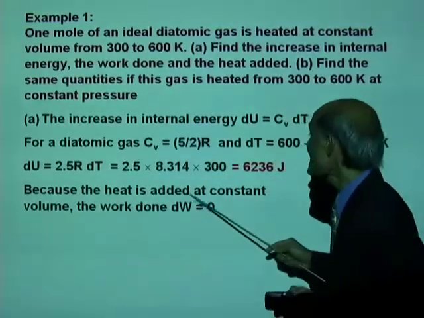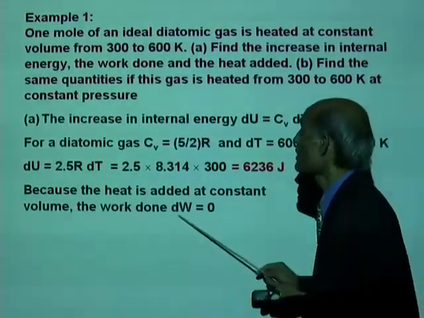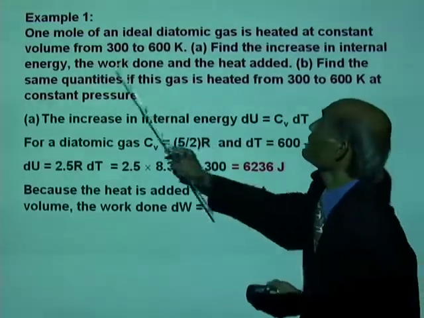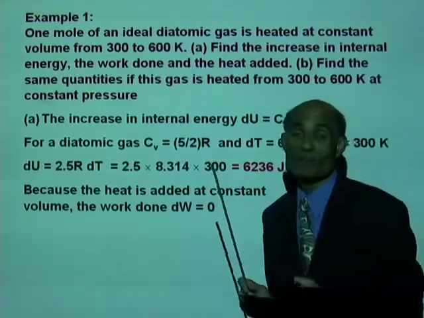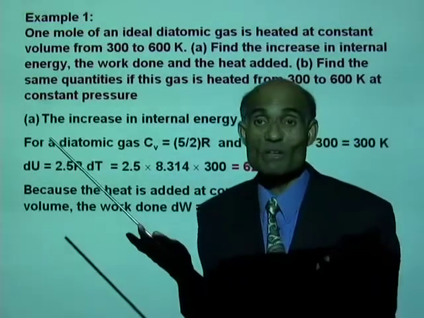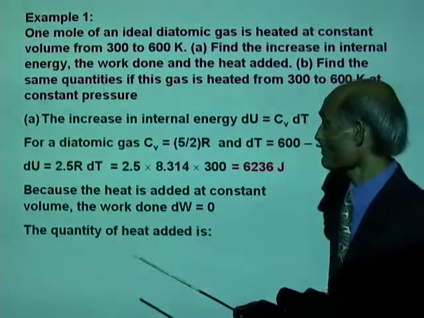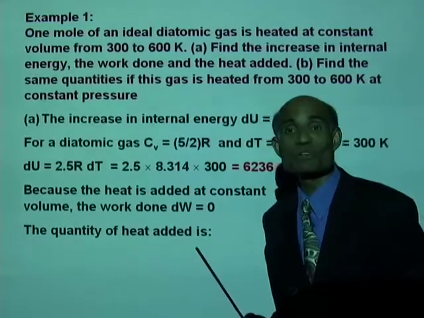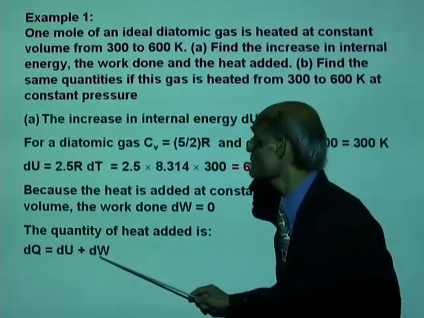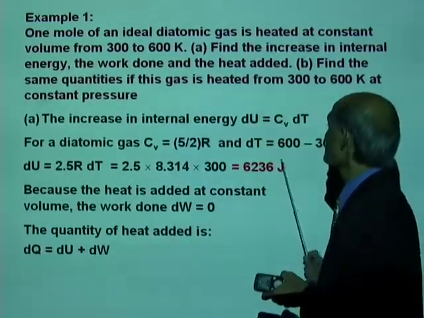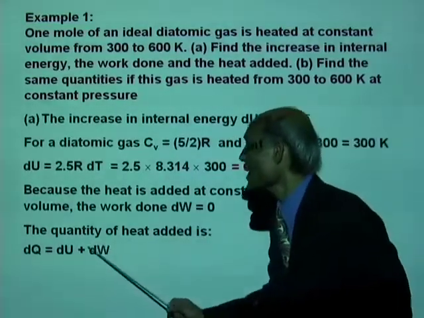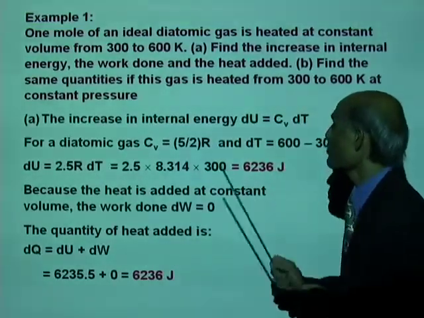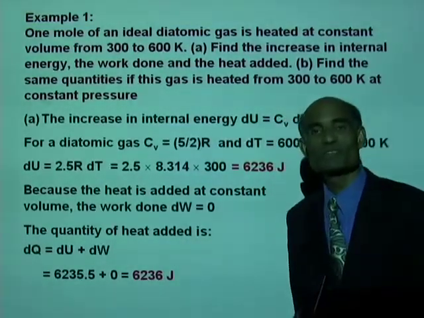What's our B part? Now, because the heat is added at constant volume, the work done dW equals 0. So we found the increase in internal energy and the work done. Remember, when there is no change in volume, there is no work done. Now, the quantity of heat added, dQ equals dU plus dW. dU is this 6,236 and dW is 0. Therefore, dQ is the same quantity, 6,236.